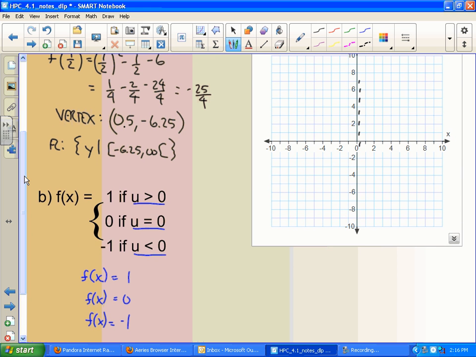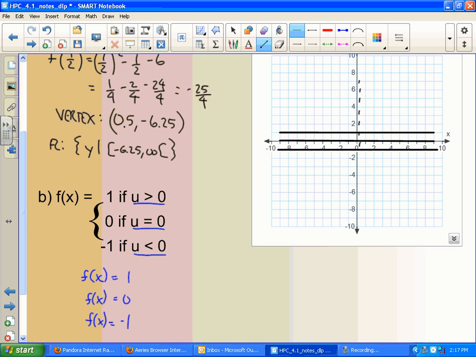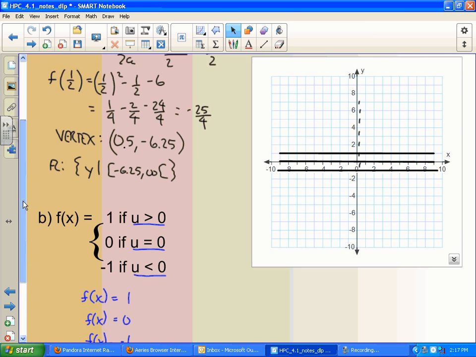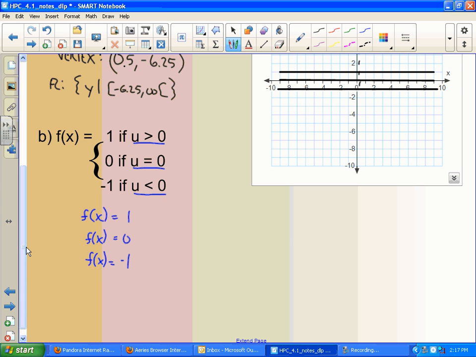So f of x equals 1, there it is right there. It'd be arrows on both ends. F of x equals 0, there it is, horizontal. F of x equals negative 1, there we go. But I don't see all of that because now these restrictions on the domain tell me how much of the graph I actually look at.